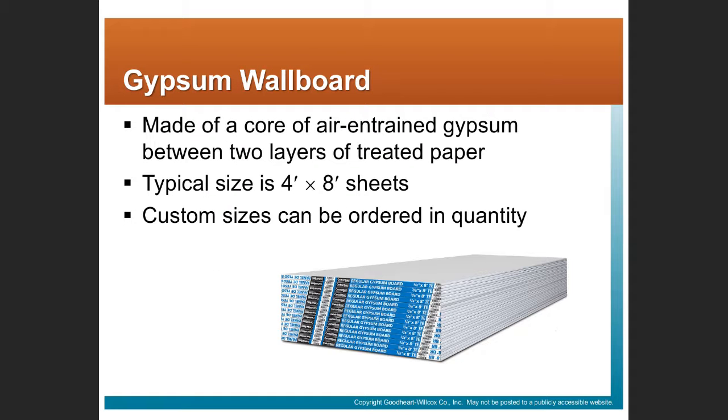So what's a common finish material? A common finishing material is gypsum wallboard. Gypsum is manufactured, as you'll see on the next slide, with a processed mineral that's put together between two sheets of treated paper, often in 4x8 sheets, so it could be bigger, 4x9 or 4x10.